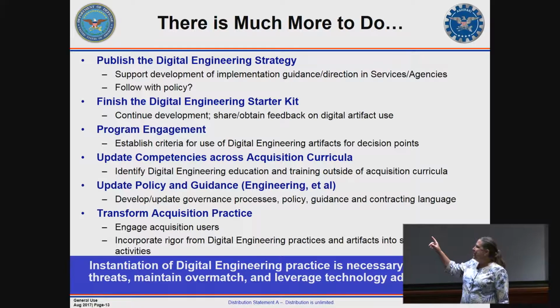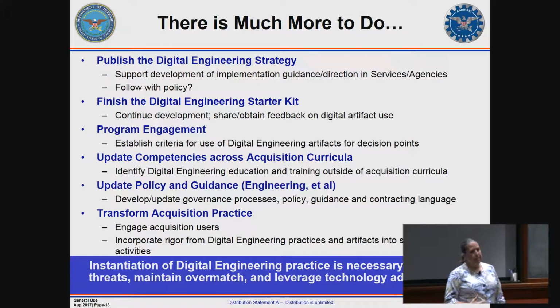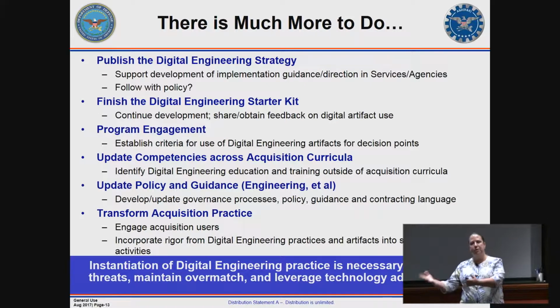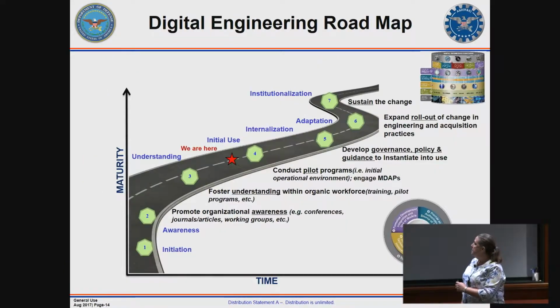I need to update my competencies, right? The people that contribute to my acquisition process. I need to update policy and guidance everywhere, depending upon how high this goes. And then the thing that keeps me awake at night is that I have to transform the acquisition process, because I'm an engineer, right? I work in engineering. My engineering supports acquisition. It does not do acquisition. But we need to get this in practice across the other competencies.